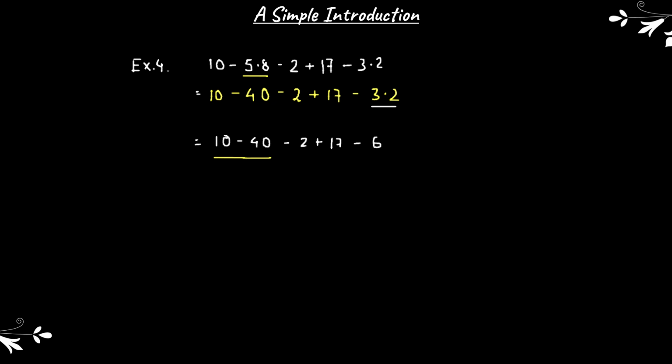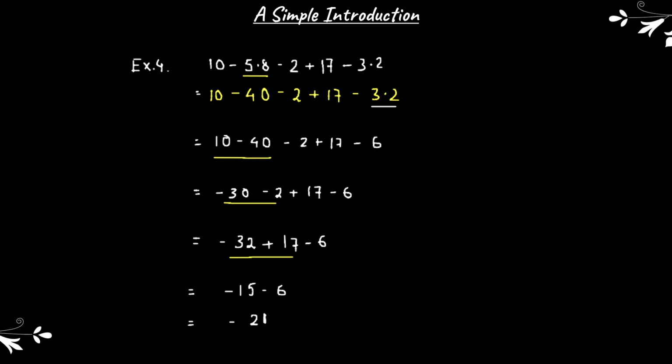Now we again read from left to right. So 10 minus 40 is negative 30 minus 2 plus 17 minus 6. Then negative 30 minus 2 is negative 32 plus 17 minus 6. Then negative 32 plus 17 gives us negative 15, since 32 is a bigger number. And finally that gives us negative 21.